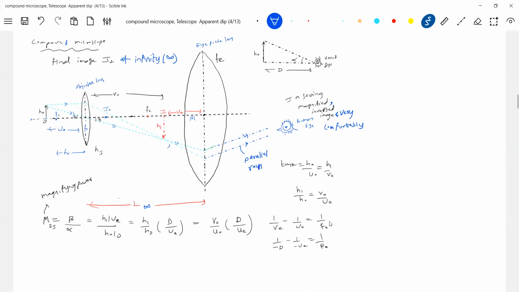What is the magnifying power in this case? So M infinity, again the definition stands the same. What should UE be equal to? This can happen only when this is at the focal length. If the image I1 is formed at the focal length of the eyepiece, then what will happen to the rays? After refraction, they'll become parallel and the image will be formed at infinity.